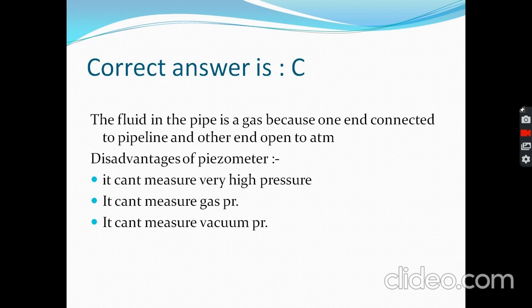Correct answer is C. The fluid in the pipe is a gas, because one end is connected to the pipeline where we want to measure the pressure and the other end is open to atmosphere. Because of this opening to atmosphere, we can't measure the pressure of gas. Here are some disadvantages of piezometer. It cannot measure very high pressure, it cannot measure gas pressure, it cannot measure vacuum pressure.